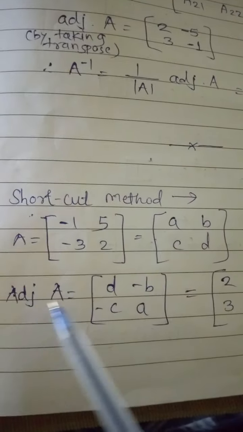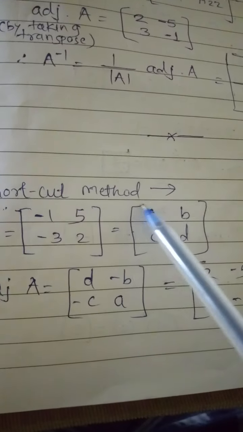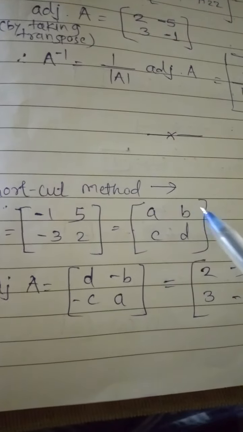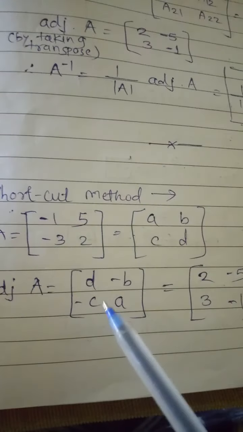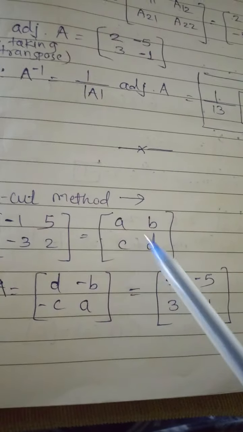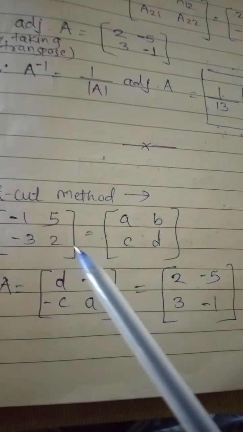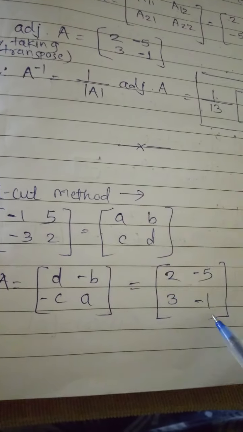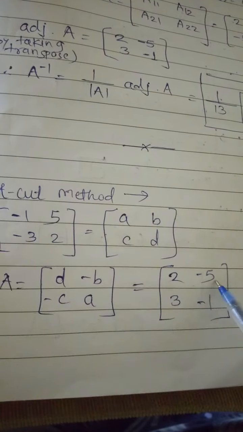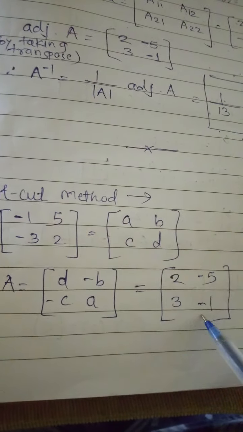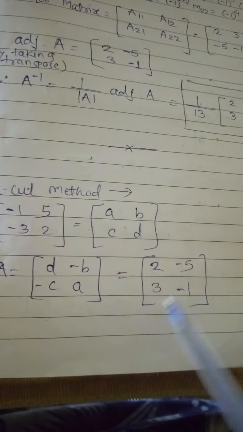To find the adjoint by the shortcut method, we just replace these values. A and D are exchanged, and we give minus signs to B and C. So 2 gets the position of -1 and -1 gets the position of 2, and you change the sign of these two. So 5 becomes -5 and -3 becomes 3. So in one step you can get the adjoint of A, that is 2, -5, 3 and -1.